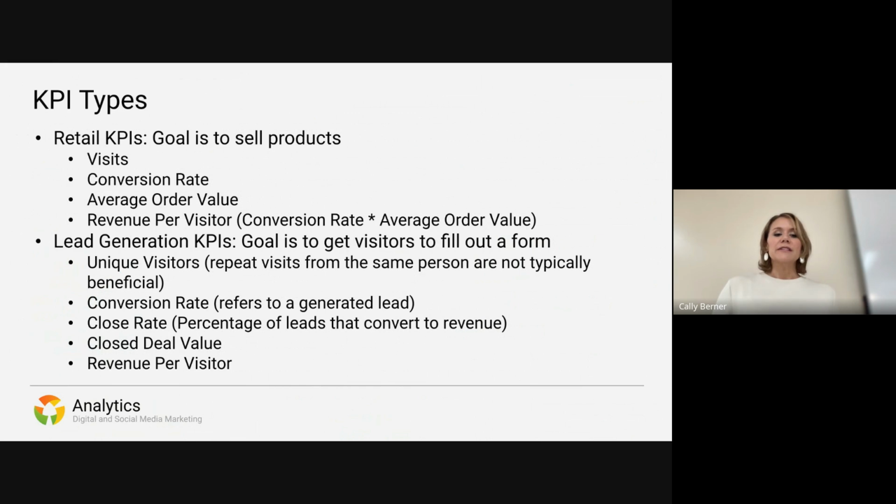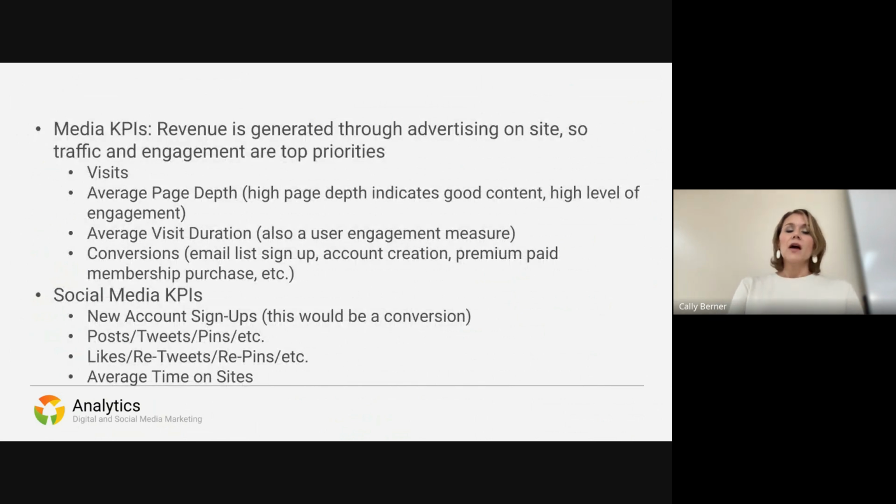Your close rate, so that's the percent of leads that you received on your website that actually translate to revenue for the organization. And then your closed deal value. So every time your salesperson closes a deal, how much are they actually making? What's the profit from that sale? And then your revenue per visitor could be another KPI type that falls under a lead generation KPI.